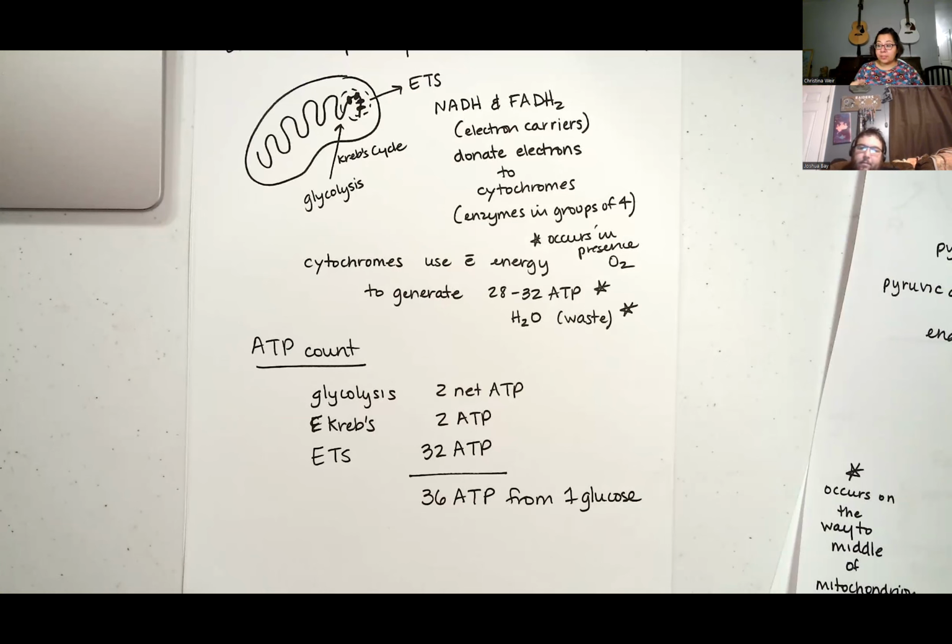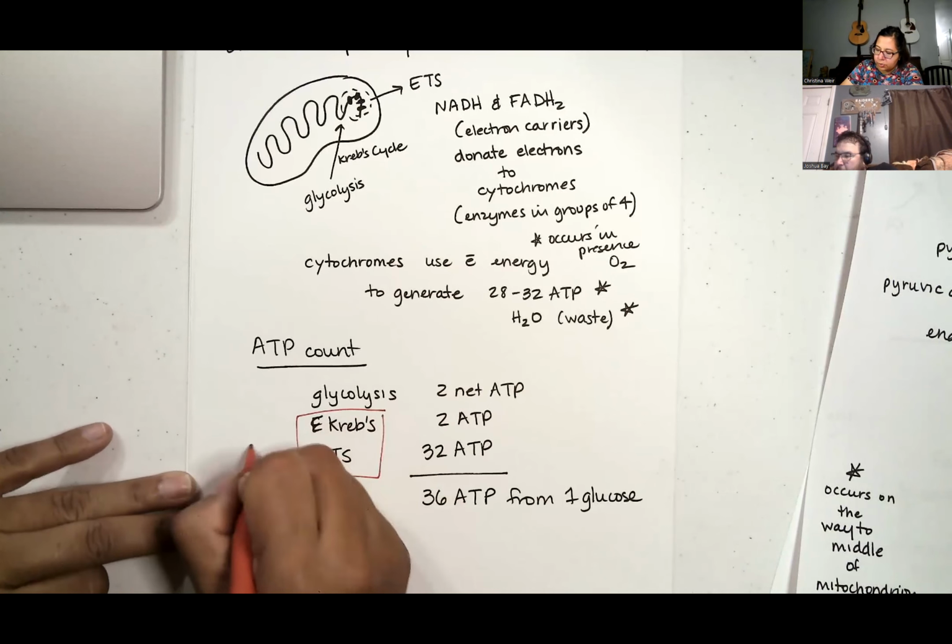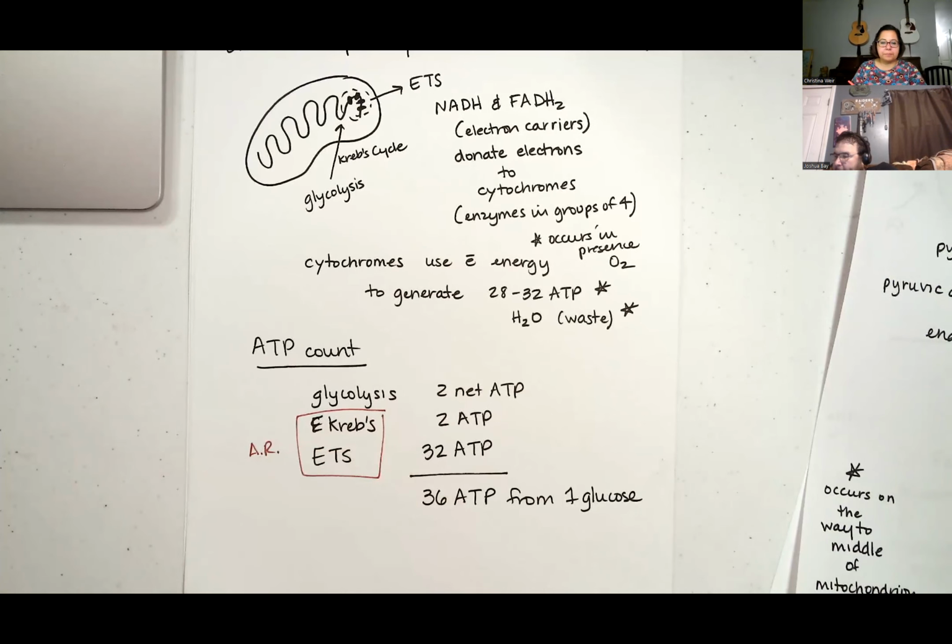So on the quiz, or I said on the test, when they ask you how many do you get, it's going to be 36. And that is from glycolysis and aerobic respiration. Remember, this part is the actual aerobic respiration part.